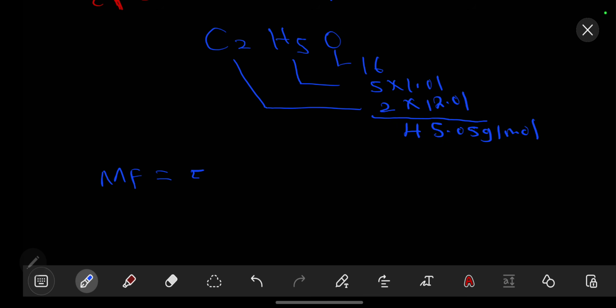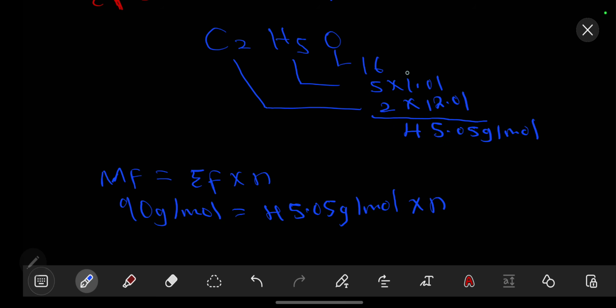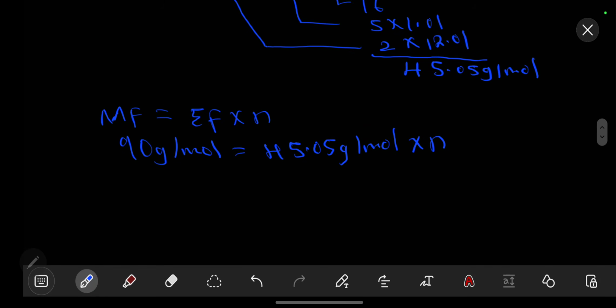So finally, we know that the molecular formula and the empirical formula are related by molecular formula is equal to the empirical formula times n. So the molecular formula mass from the question we have been provided, it's 90 grams per mole, should be equal to the empirical formula mass, 45.05 grams per mole. Then we multiply this by a discrete number n. Then we divide 90 over 45.05, so that my n value becomes equal to 2.